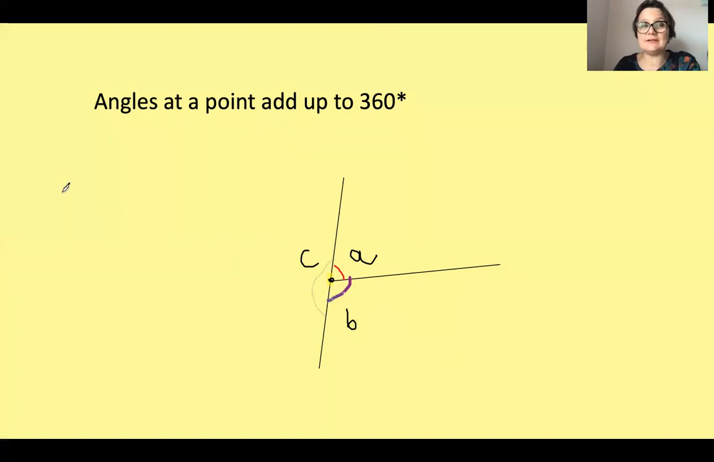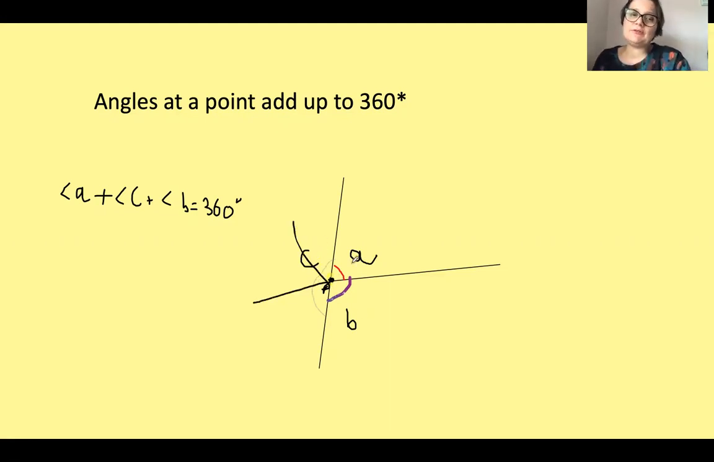So we have angle A plus angle C plus angle B equals 360 degrees. In this case, we only have three angles around the point. Let's call it point P. But sometimes you might have more than three angles. You might have, for example, another line here, so 4 angles or 5 angles.